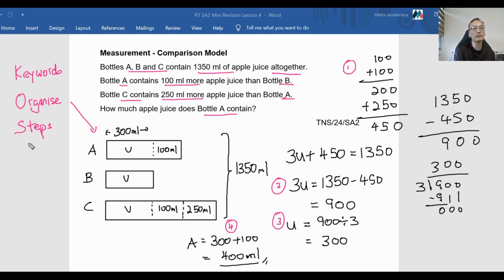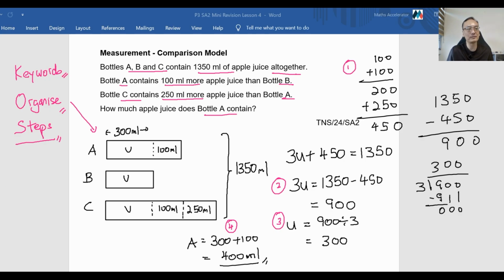This is a thinking routine that I always encourage students to use whenever they are solving problem sums. It is a very structured approach so that you are able to go through the steps in a systematic manner. Number 1 is to highlight the keywords. Number 2, you organize the information. And number 3, you carry out the steps. Practice this, and I'm sure you'll be able to improve on your accuracy and efficiency when you are solving long-form problem sums like this.